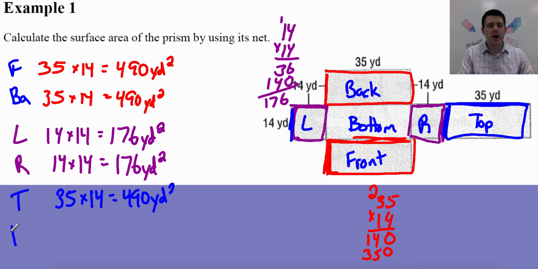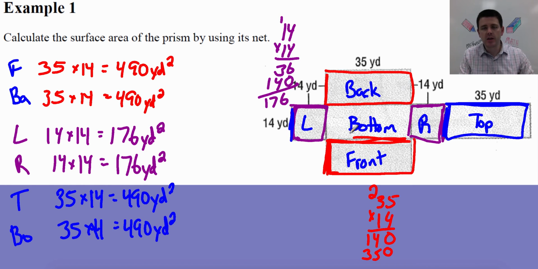And the bottom is the same, 35 times 14 gives me 490 yards squared. So I simply found the area of each of the 6 different faces, but I kind of thought of them as pairs. So if I did one calculation, it kind of helped me solve 2 different problems. And then I add them all together. So I'm going to add them all up.